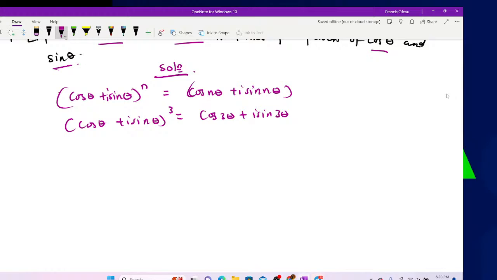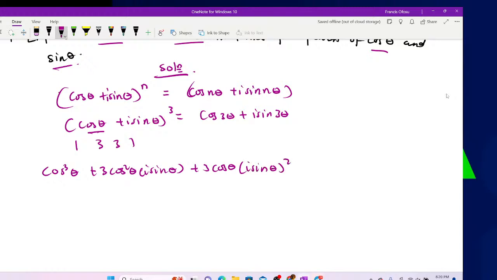Using binomial expansion, any number cubed, you have 1, 3, 3, 1, right? That's the coefficient. I'll have my cos cubed theta plus 3 cos squared theta, then i sin theta will follow. Then plus another 3, but this time this will reduce to cos theta, then i sin theta will now be squared. Then finally, I'll have 1 times (i sin theta) all cubed, right? This should give me cos 3 theta plus i sin 3 theta.